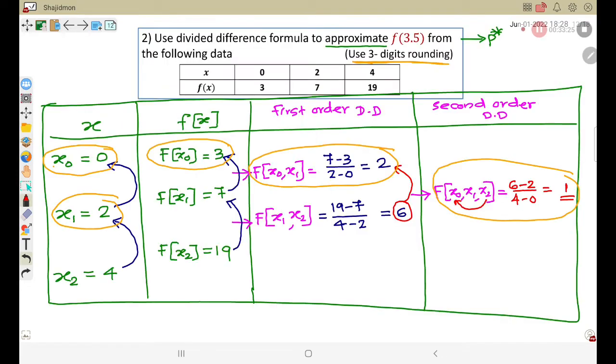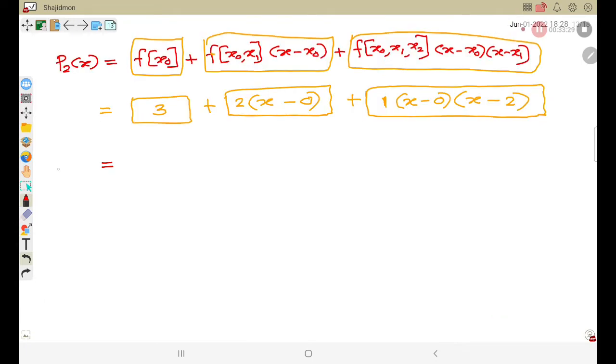Now what is the approximation we need to do? f of 3.5. We need to find f of 3.5 using the divided difference polynomial. Newton's divided difference, this is the correct name, or we can say simply divided difference. So f of 3.5 means we need to apply x equal to 3.5. Correct. So we can calculate separately.